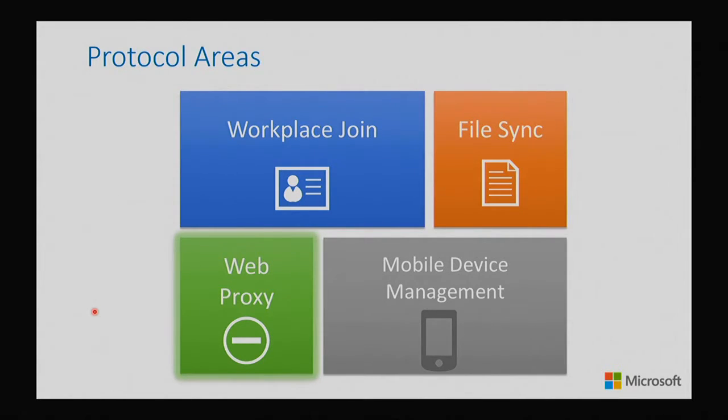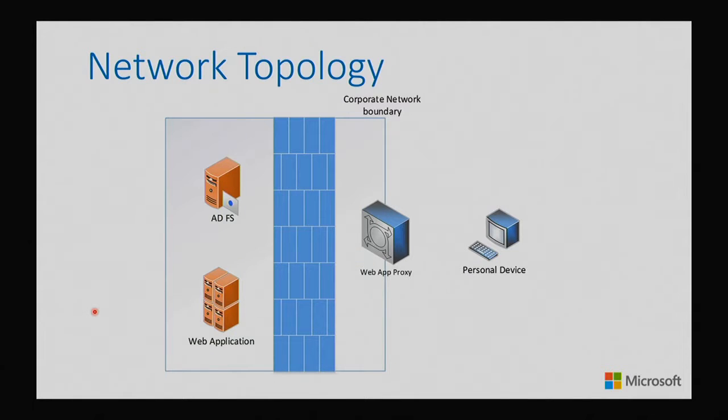So now I will introduce another two BYOD protocol areas. These are not covered before. The first one is about the web proxy. This is a standard network topology diagram representing how the web proxy is placed. This is similar to the usual so-called reverse proxy placed at the edge of the corporate network, and it is used to protect the backend ADFS and web application server.